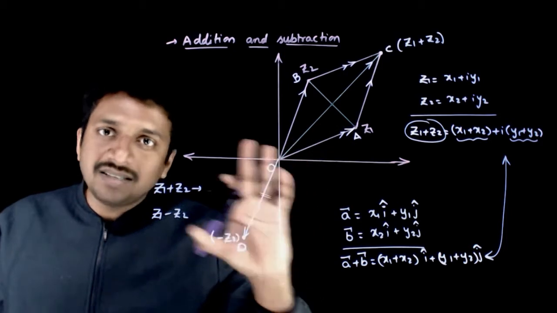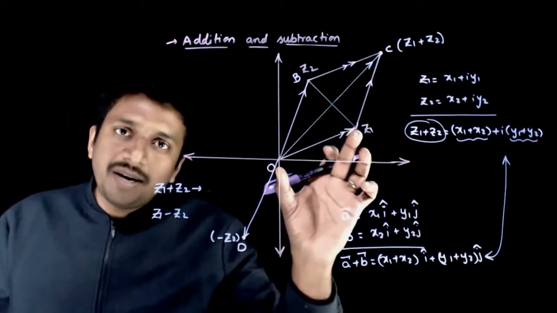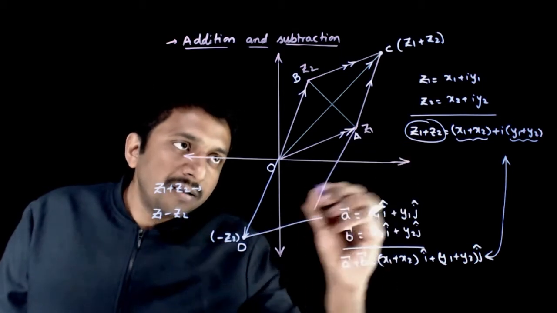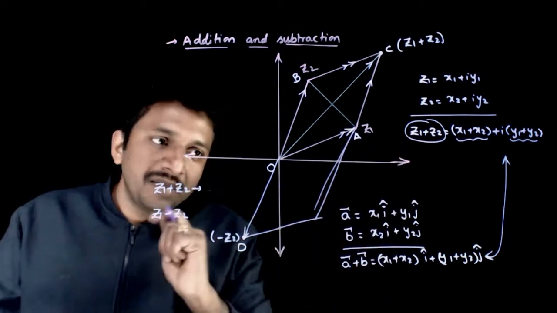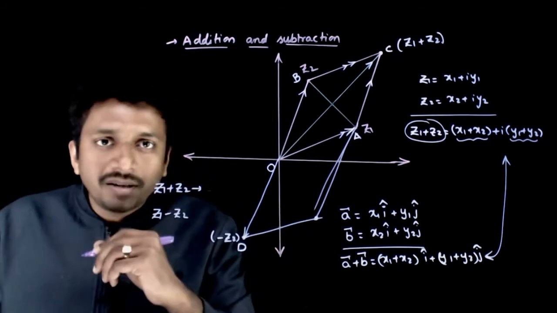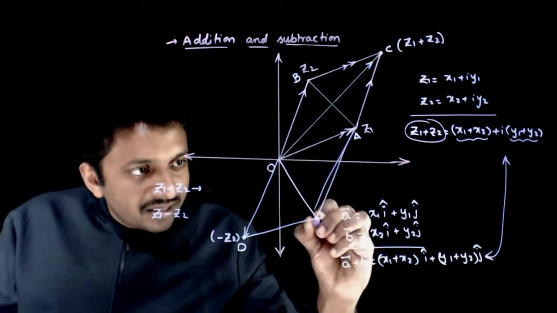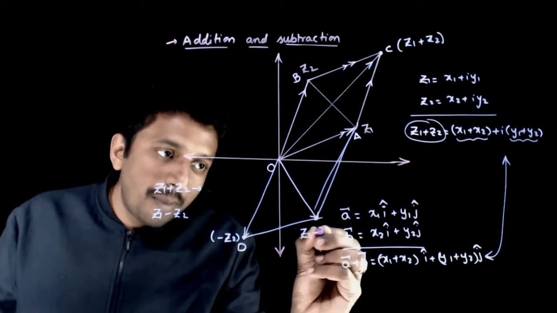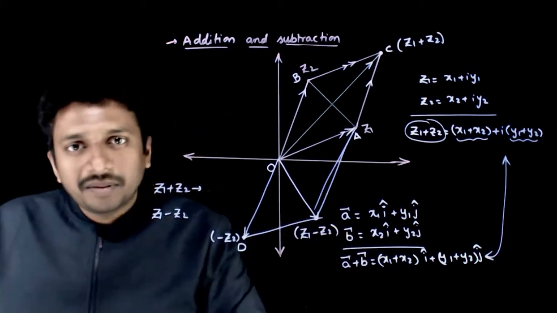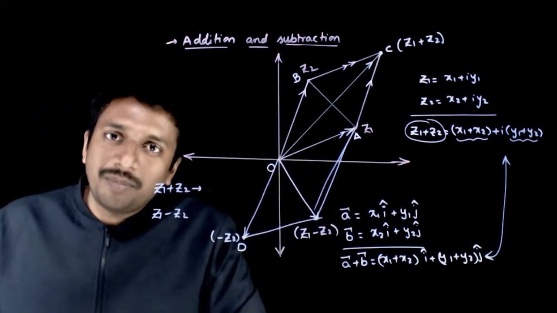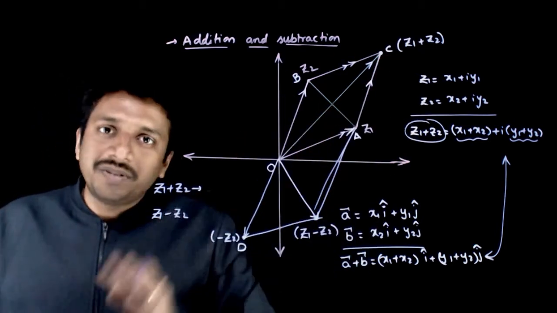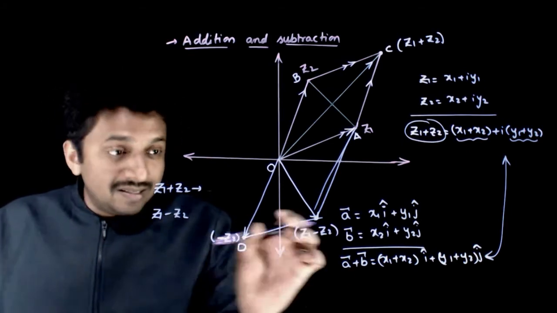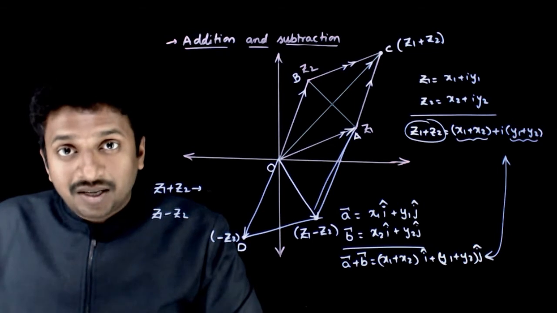So how do you add z1 and minus z2? Again we complete the parallelogram, right? So you can complete the parallelogram. Now they are intersecting at this point. So this diagonal, this point represents z1 minus z2. So this point represents z1 minus z2, and this point represents z1 plus z2. So out of these two, z1 minus z2 is more important to understand.